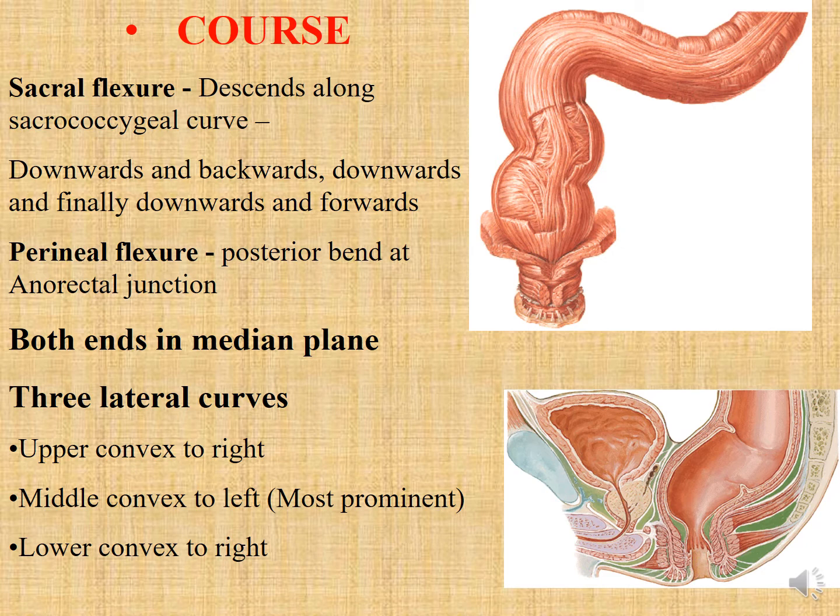Then apart from these anteroposterior curvatures, there are three lateral curvatures also. The upper lateral curvature is convex to the right, and it lies at the junction of S3 and S4 vertebrae. Whereas the middle lateral curvature is convex to the left, and it is most prominent. It lies at the sacrococcygeal junction. The lower lateral curve is convex to the right, and it lies at the tip of the coccyx.